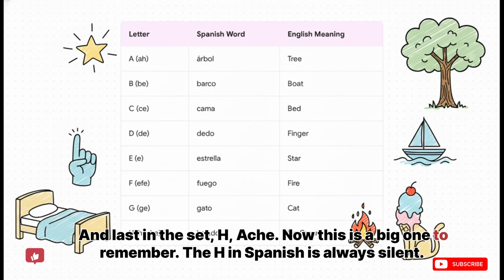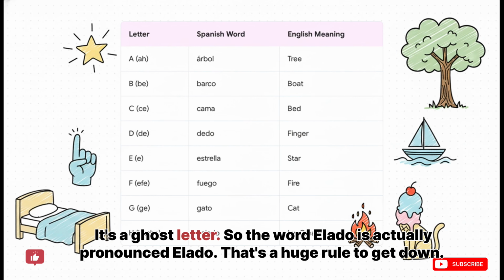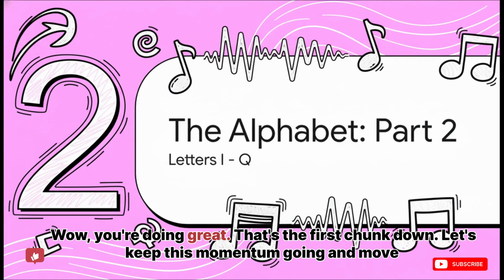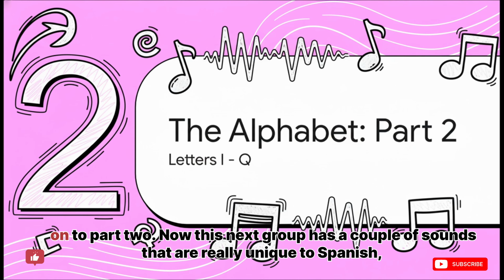Now this is a big one to remember. The H in Spanish is always silent. It's a ghost letter. So the word helado is actually pronounced 'elado. That's a huge rule to get down. Wow, you're doing great. That's the first chunk down. Let's keep this momentum going and move on to part 2.